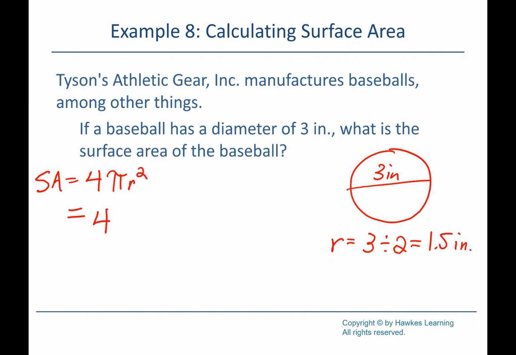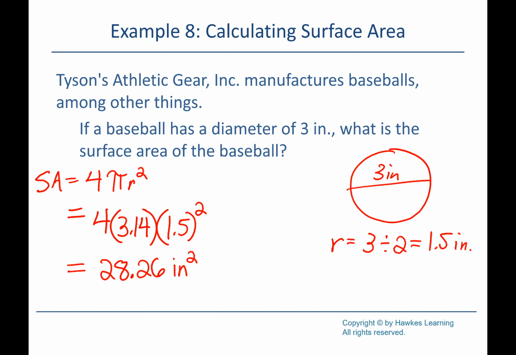So here we've got 4 times 3.14 times 1.5 squared. We get 28.26 roughly square inches. Not bad, just plugging in the formula.